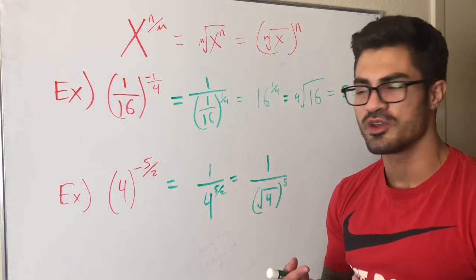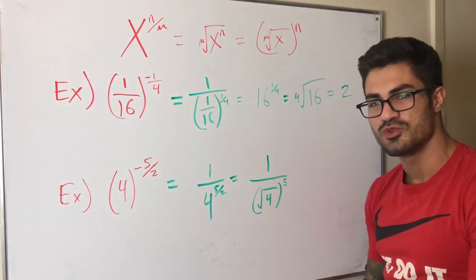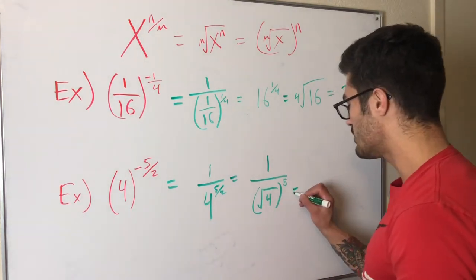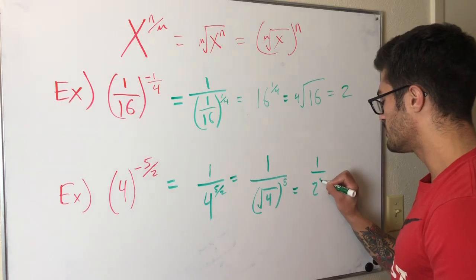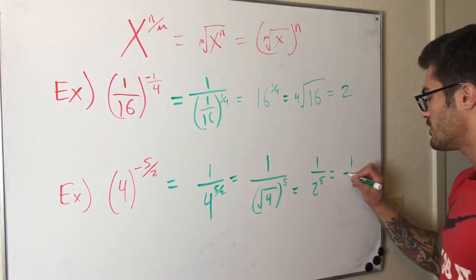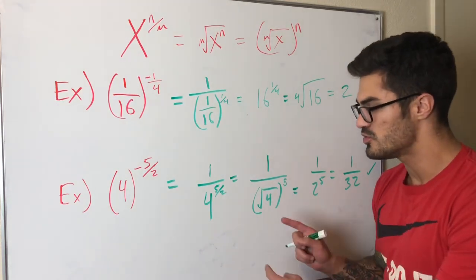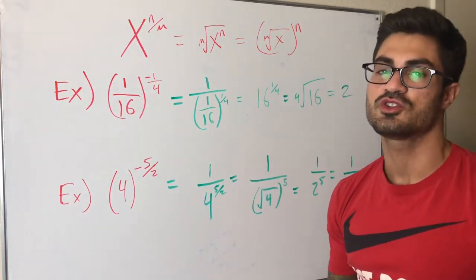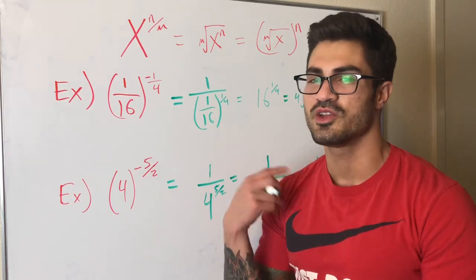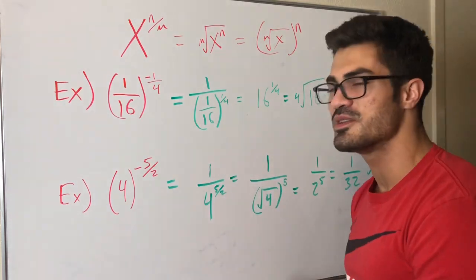It makes more sense to go the other way when I can go down to 2. And then this is going to end up being what? 1 over 2 to the 5th, which is 1 over 32, right? So it usually makes sense to do whatever the root is first, or at least try to. And if you absolutely can't, then do it the other way. But the point of this is to make it simpler.